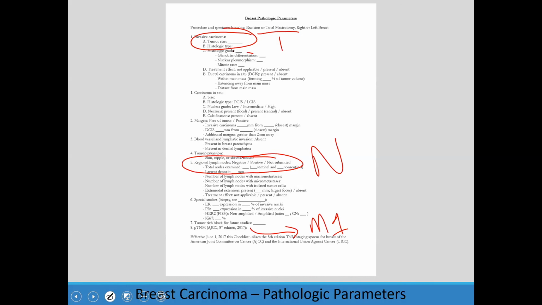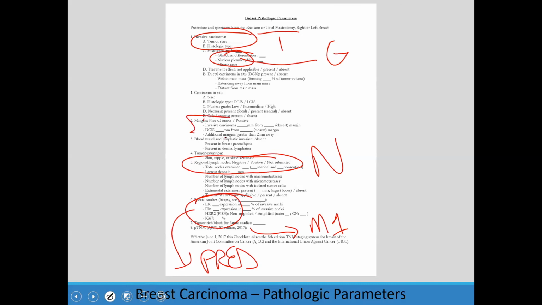Similarly, we're going to provide a histologic grade. So this is going to give the grade. We're going to provide the key studies. Notice that it's ER, PR, and HER2. So these are your predictive factors, which will then allow you to know what's the best way to go ahead and treat this patient.